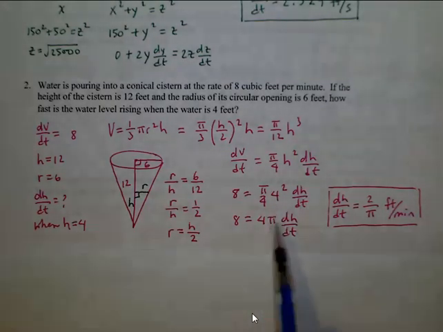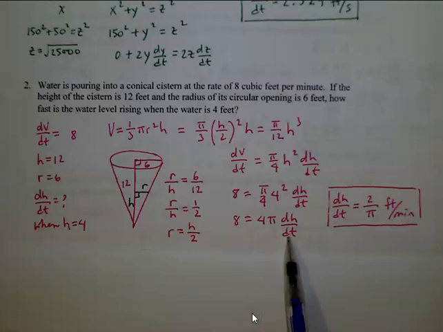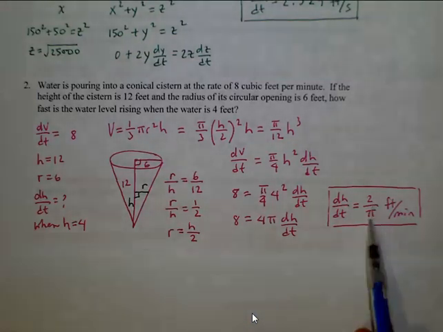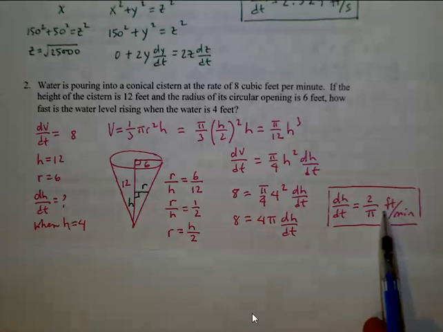And so simplify this, and I get 8 is equal to 4 pi dh/dt, and then divide through by 4 pi and reduce, and that gives me dh/dt is equal to 2 over pi, and the unit on that would be feet per minute.